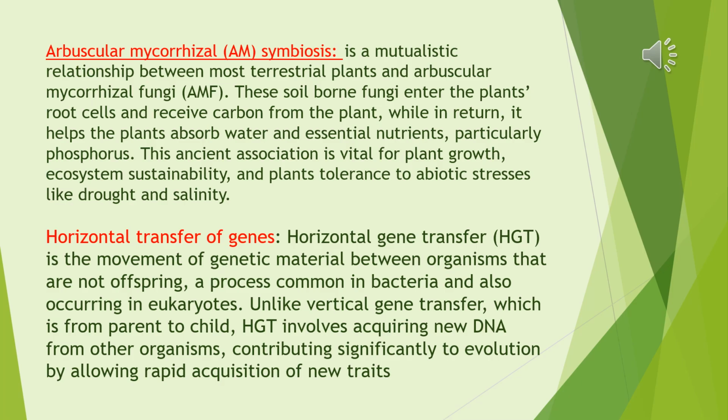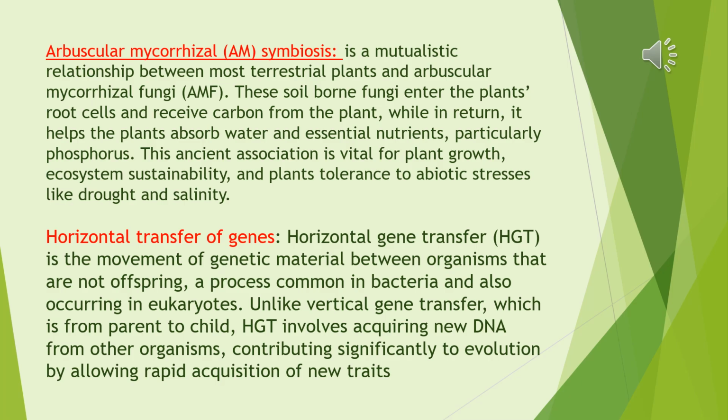These soil-borne fungi enter the plant's root cells and receive carbon from the plant, while in return they help the plants absorb water and essential nutrients, particularly phosphorus. This ancient association is vital for plant growth, for ecosystem sustainability, and for plants' tolerance to abiotic stress like drought and salinity. So these characters equipped them for migration to land and to tolerate abiotic stress like drought and salinity.